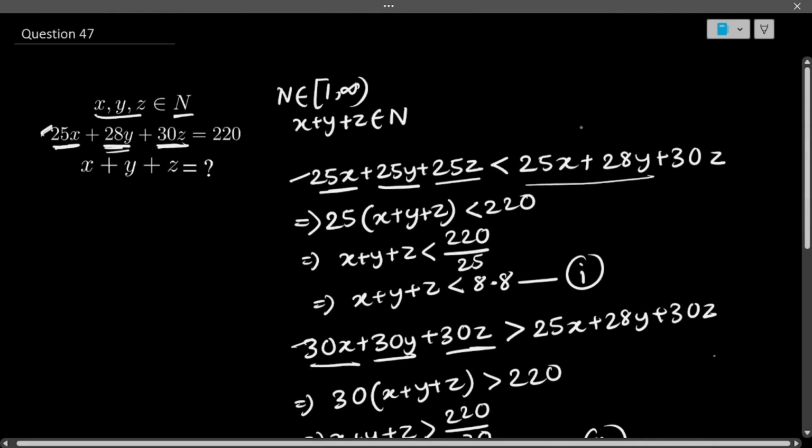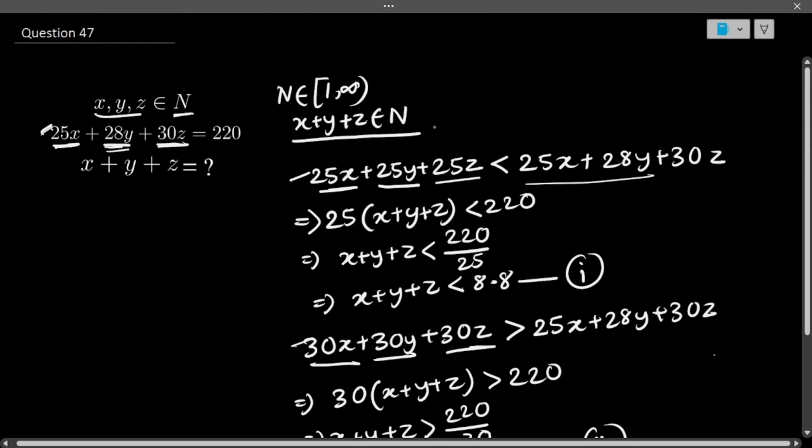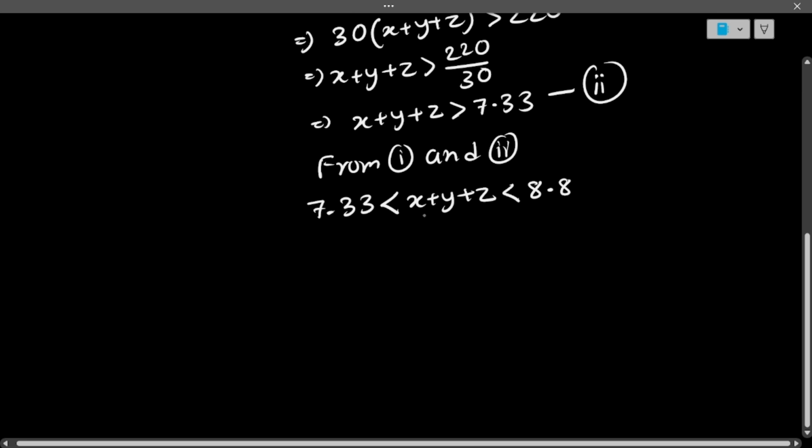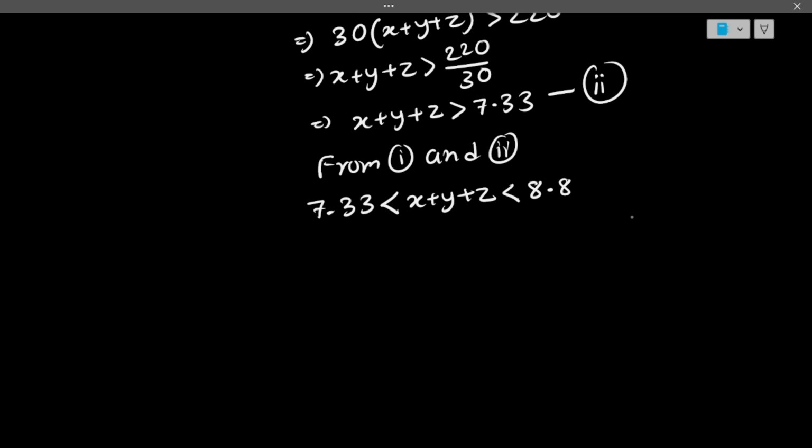Now what we saw is that x plus y plus z is also a natural number, and from here we see that x plus y plus z is between 7.33 and 8.8. Now there is only one natural number between 7.33 and 8.8. What is that? It is 8. So because x plus y plus z is a natural number, x plus y plus z must be equal to 8, and this is our answer.